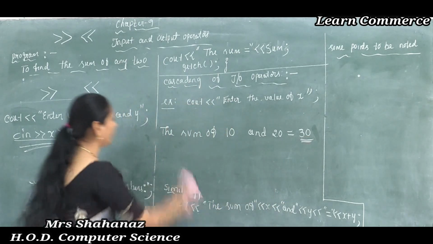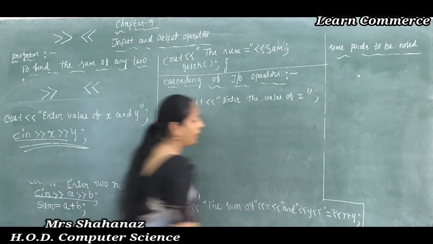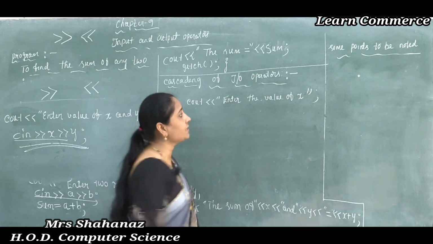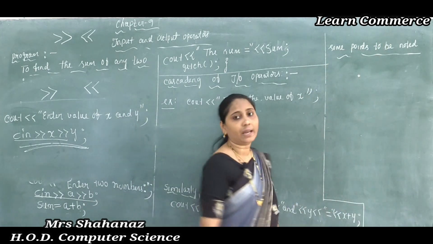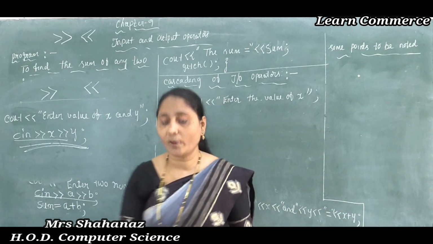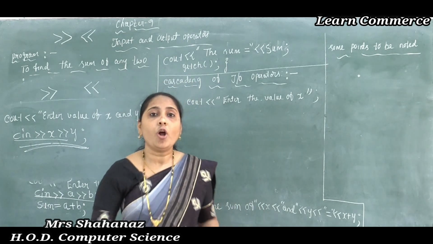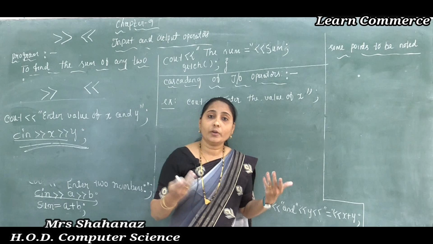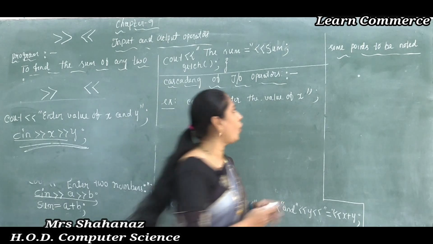Now we know the meaning of the cascading of input and output operator. Now let's go to the next point, some points to be noted. So what are the important points that we need to know or we need to note in our cascading, in case of the input and output operators.